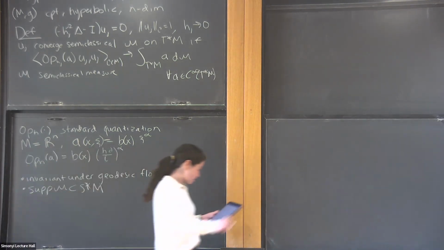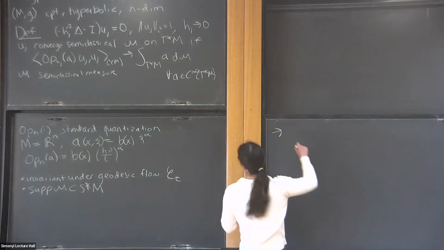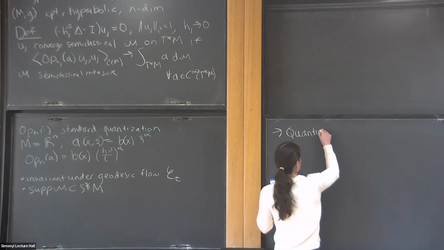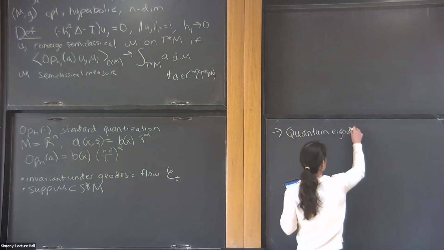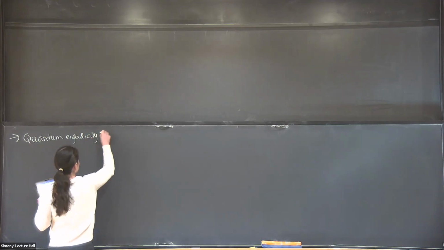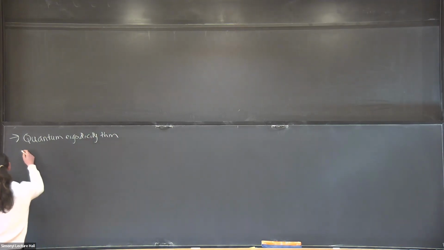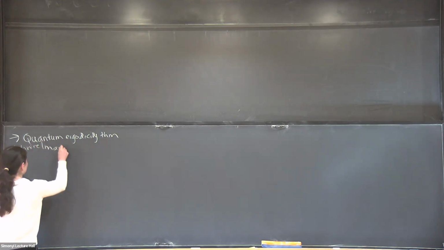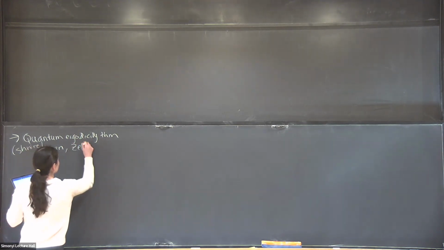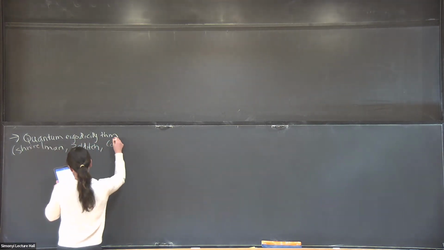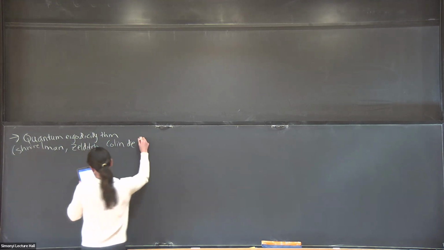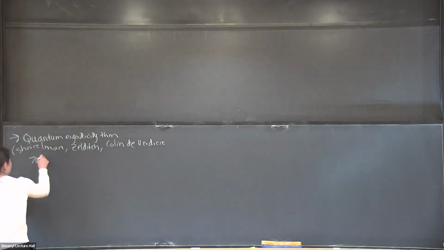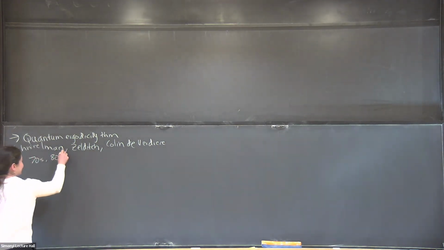Okay. So the first major result about semi-classical measures is called the quantum ergodicity theorem. And this is due to Schnirelman, Zelditch, and Colin de Verdière in the 70s and the 80s.